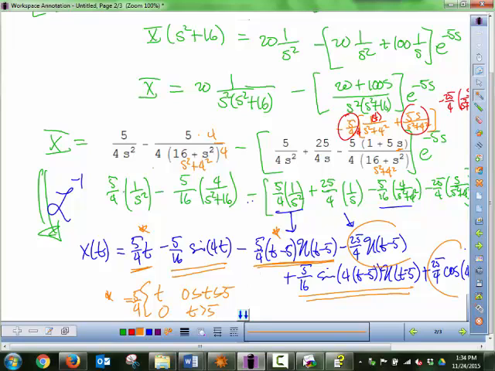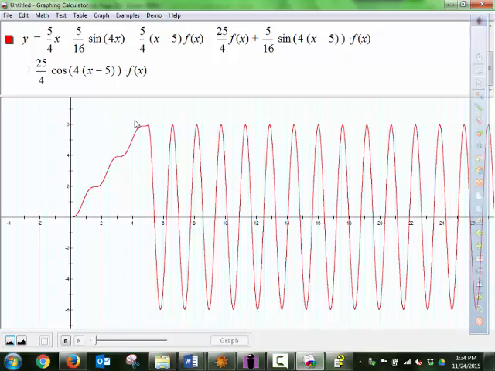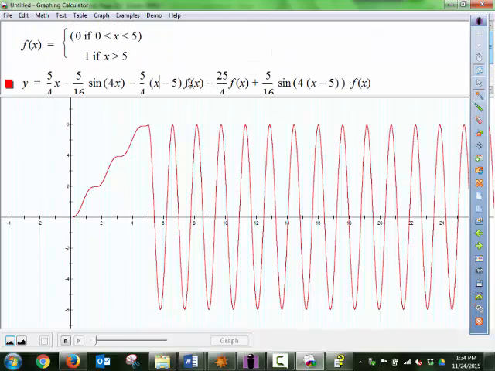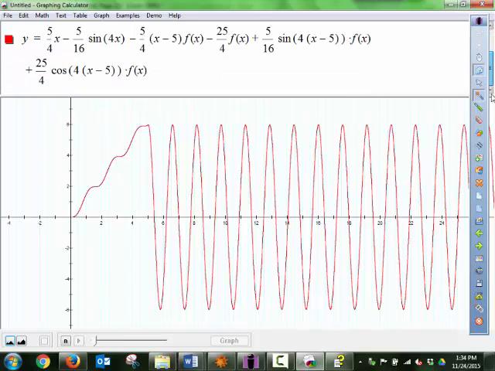Or if you can work out a way to do this using a graphing calculator program, and you can define your unit step function separately, you know that you're just multiplying the unit step function. So that's another approach to do that.